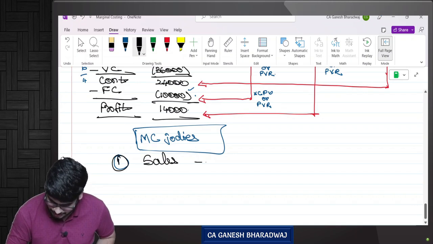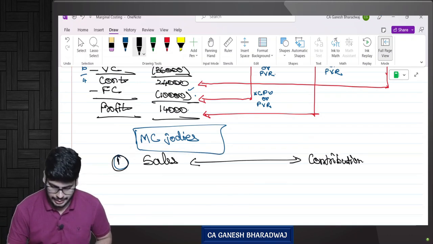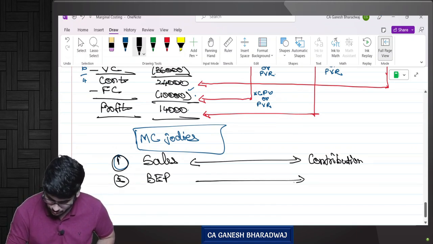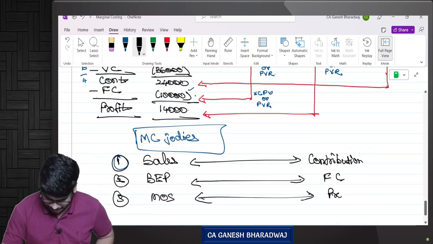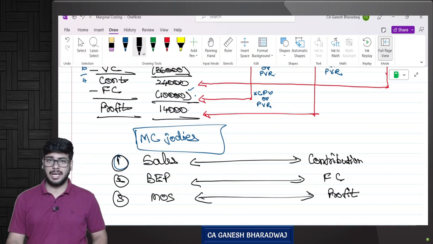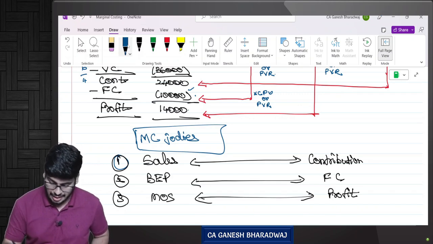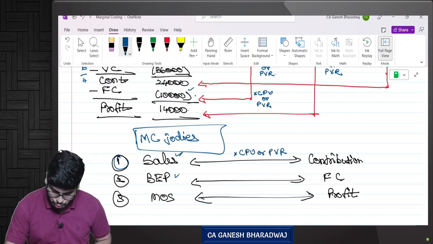Sales is tied to what? Contribution. Total sales, I'm saying. Next. Break-even point is tied to what? Fixed cost. And then margin of safety is tied to what? Profit. Are you clear with this? This is how you need to understand this particular basic concepts area. And of course, what is the tying factor? It can be contribution per unit or it can be PV ratio. It depends on how you want these figures.